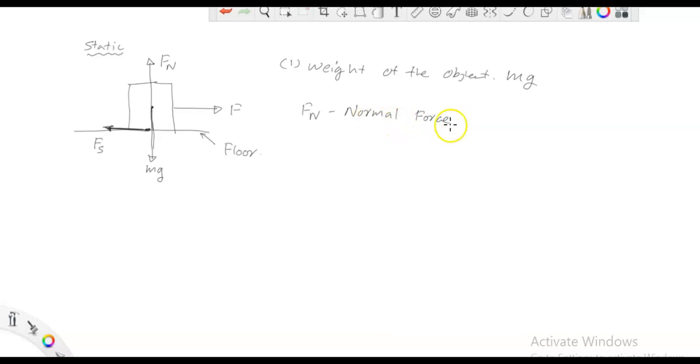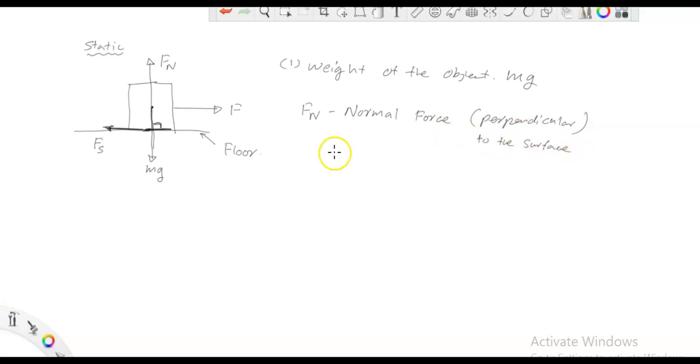The term normal here indicates that it's a perpendicular force. Normal force is always perpendicular. This pushing back force, this reaction force, is always perpendicular to the surface. Now in this diagram it looks like it's perpendicular to the box as well, but it's actually perpendicular to this surface right here. Perpendicular to the surface.